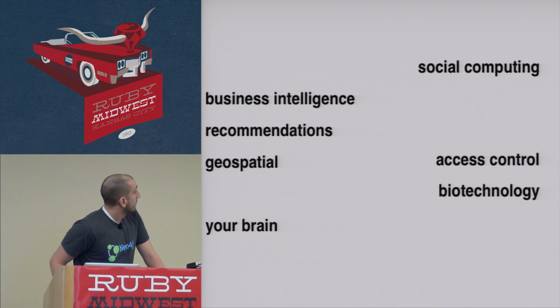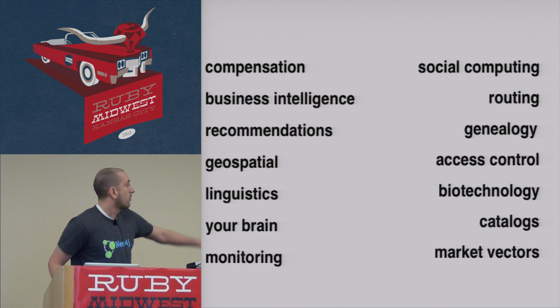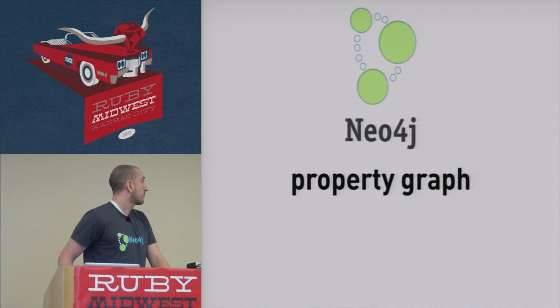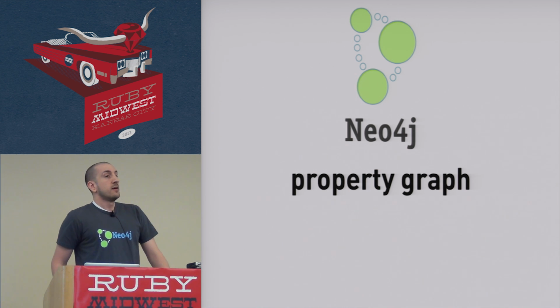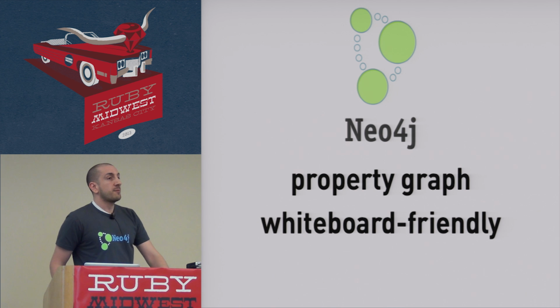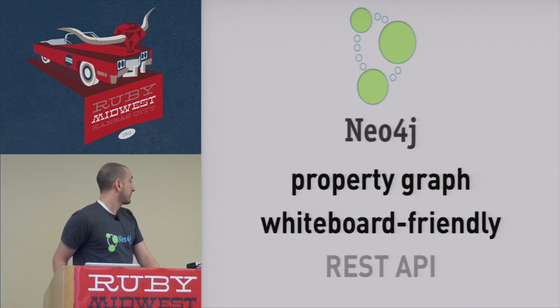These are just a few examples, not just social networking, first degree, second degree, and stuff like that. But you have all these things you can do with it in real time. In comes Neo4j. I don't work for Neo4j, but I'm wearing a t-shirt. Completely coincidental. Property graph. Whiteboard friendly. That means that if you can draw it on a whiteboard, then you can probably save it the same way in a graph. It's pretty cool.